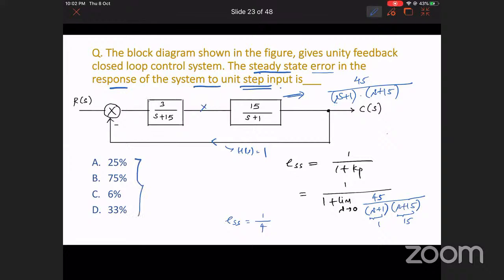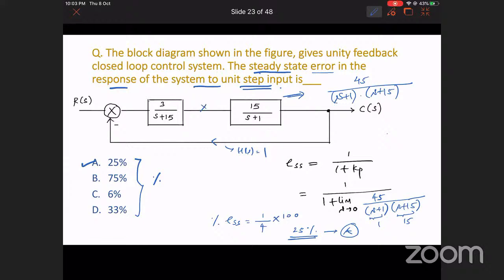But look at this, all of the options are in percentage. So when you want percentage ESS, multiply by 100. What is 1 by 4? Is there anybody who is going to tell me the final answer now? 1 by 4 is 0.25, multiplied by 100, so it is 25%, guys. So it is option A. Option A is the correct option. Very good.